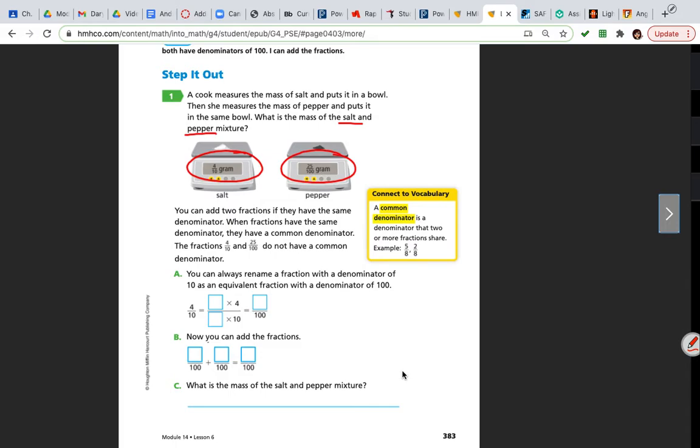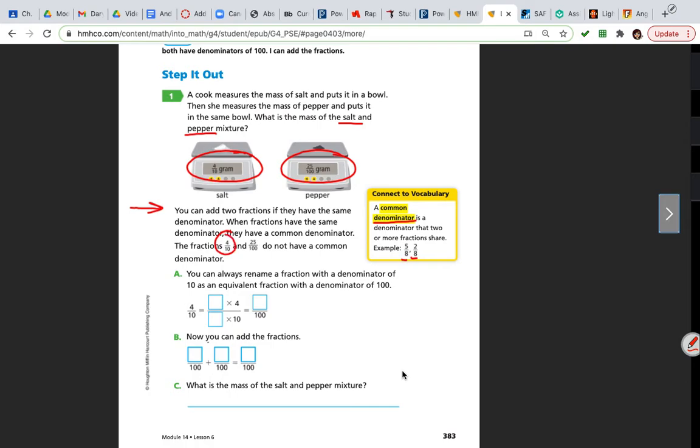Our vocabulary says a common denominator is a denominator that two or more fractions share. So in the example, 5/8 and 2/8 have a common denominator. The denominator is the bottom number. 8 is the denominator. So we cannot add them together unless the bottom number, the denominator, is the same. You can add two fractions if they have the same denominator. When fractions have the same denominator, they have a common denominator. The fractions 4/10 and 25/100 do not have a common denominator.